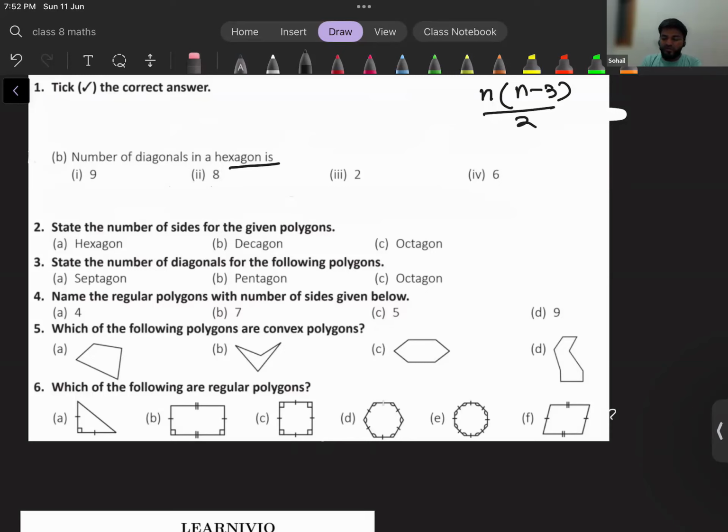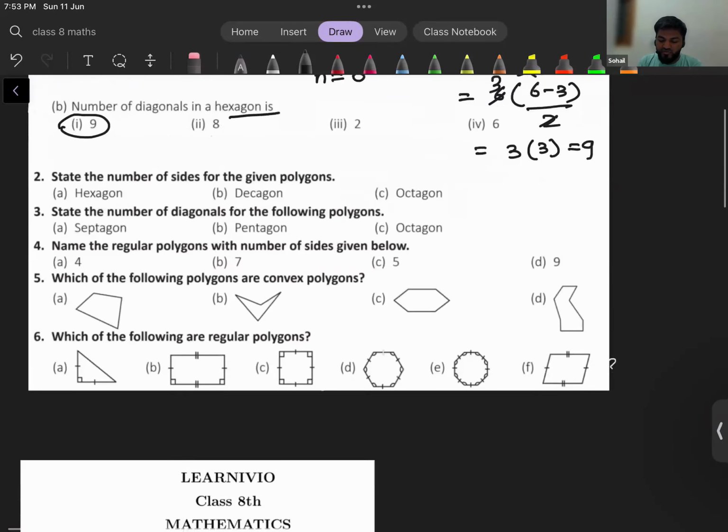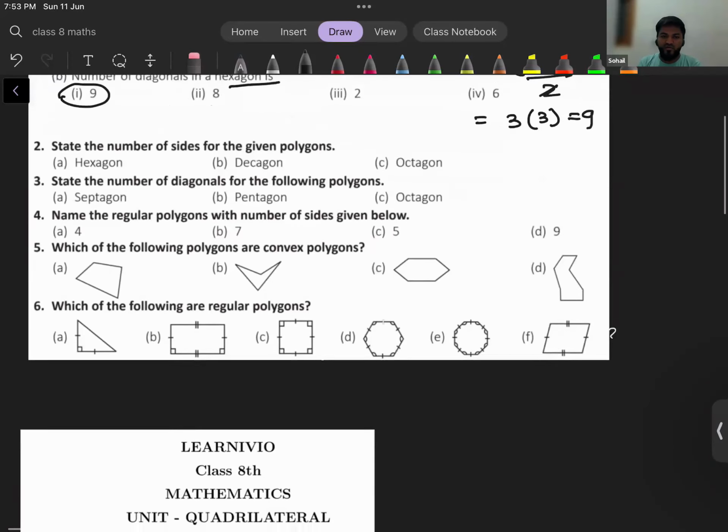Remember, Ahmed? So now what is the value of n for a hexagon? It is 6, and n represents the number of sides of the polygon. So it is going to be 6 multiplied by 6 minus 3, upon 2. So the 2 is going to cancel with 6, giving 3, multiplied by 3 here. So that is 9. The first one is the required answer. Now question number 2 to 6. It should hardly take 1 or 2 minutes.